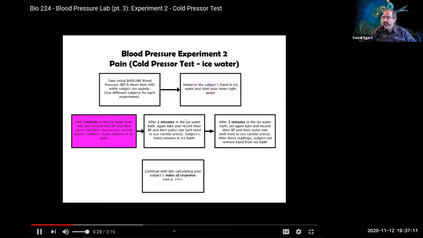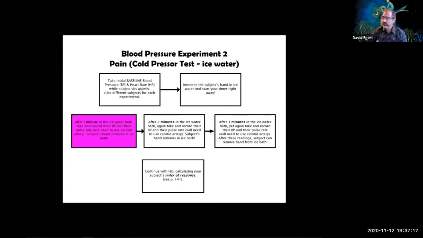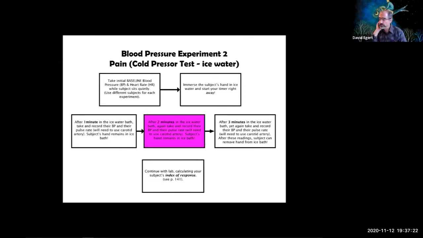After they've been immersed for 1 minute, you will take their blood pressure as well as their pulse rate and record that, keeping their hand in the ice water bath. After 2 minutes, you again take their heart rate and their blood pressure. After 3 minutes, again, you take their blood pressure and heart rate. And at this point, they can now take their hand out of the ice water bath. Then you can continue on with your experiment, calculate their index of response and all.